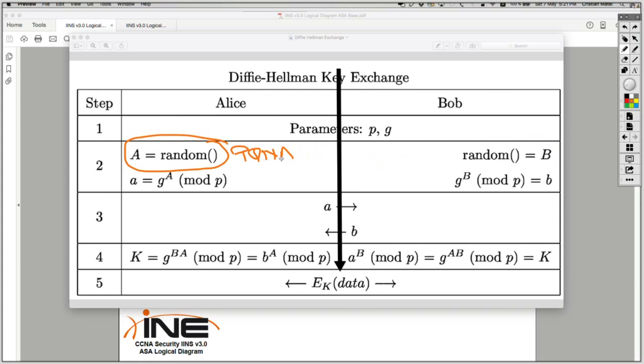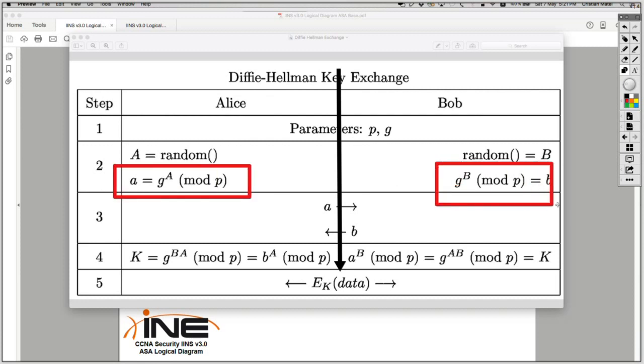Now what ends up happening further on is that both Alice and Bob derive a public key. A is going to be the public key of Alice, B the public key of Bob. To derive those public keys, they make use of those common parameters P and G and their private keys. So this is the public key of both Alice and Bob.